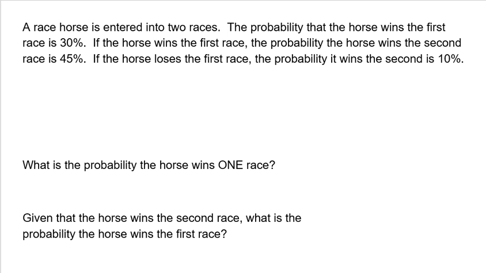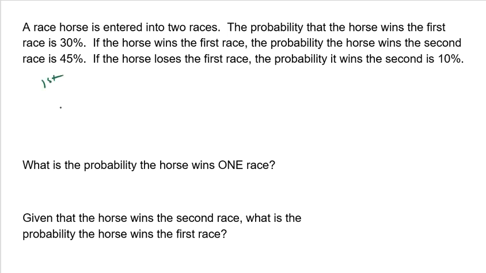Oh, but here comes a conditional sentence. If the horse wins the first, the probability the horse wins the second race is 45%. So to get that 45% chance of winning the second race, the horse has to win the first. So that's a conditional sentence. If the horse loses the first race, the probability it wins the second is 10%. So once again, to have that 10% chance of winning the second race, the horse had to lose the first. Now this is where a tree diagram really, really helps.